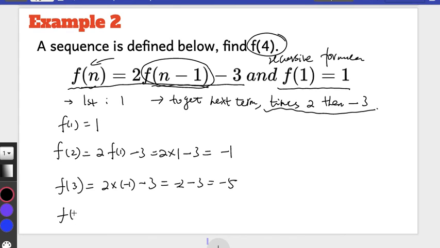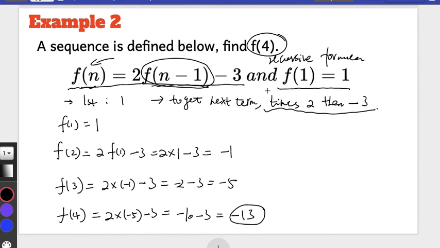Then continue, f of 4. To get f of 4, you need to do this from f of 3, which is multiply by 2, then minus 3. So 2 times negative 5 minus 3 is going to be negative 10 minus 3, so negative 13. This is our final answer. So this is how we use a recursive formula to define the sequence.